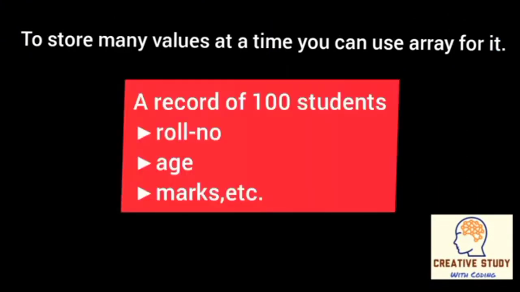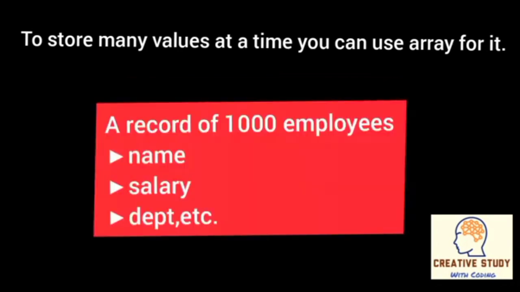If you want to store many values at a time, you can use an array for it. For example, if you want to store a record of 100 students, you need to store the roll number of 100 students, the age of 100 students, and the marks of 100 students, etc. Similarly, you can store a record of 1000 employees: the name of 1000 employees, the salary of 1000 employees, and the department of 1000 employees as well.